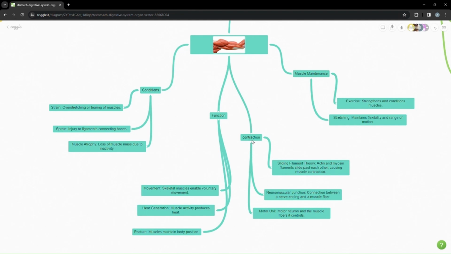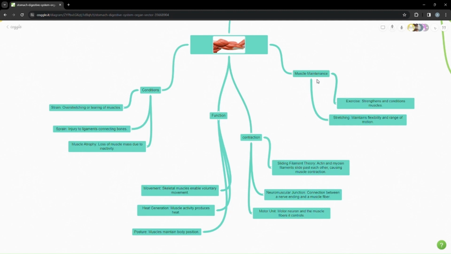Then we have contraction. First, sliding filament theory: actin and myosin filaments slide past each other, causing a muscle contraction. Second, neuromuscular junction: connection between a nerve ending and muscle fiber. Lastly, motor unit: motor neuron and the muscle fiber it controls.